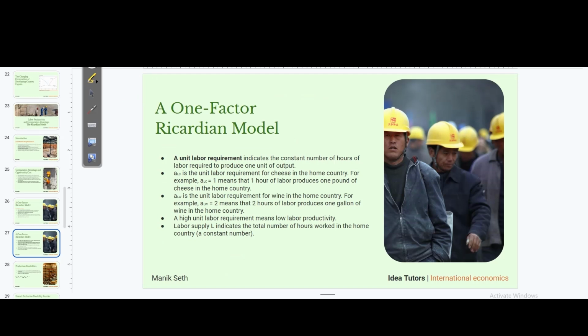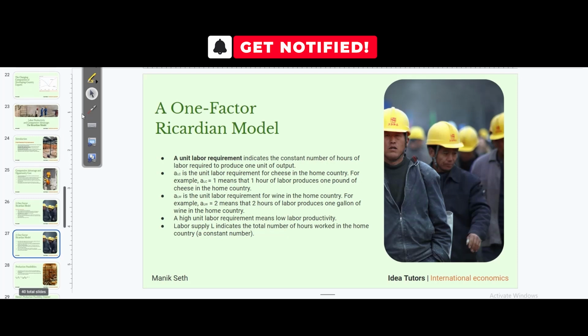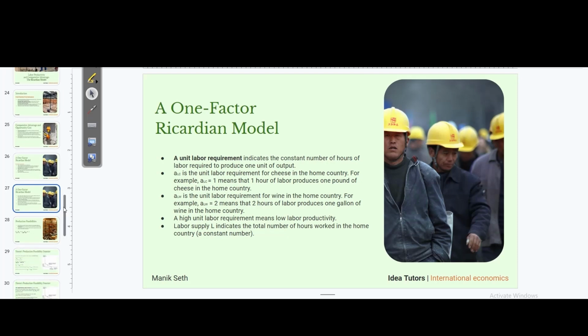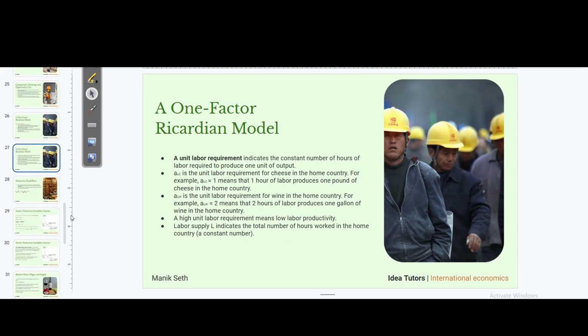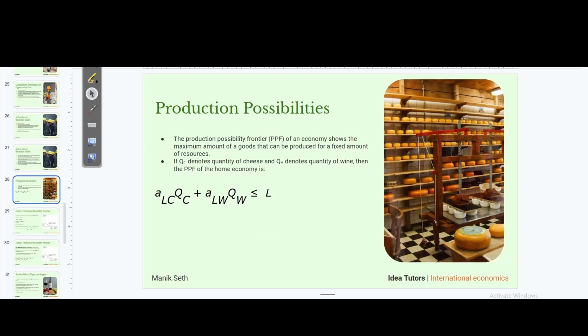Labor supply is denoted by L. Labor supply L indicates the total number of hours worked in the home country, which is again a constant number. So we will have a certain number, the given labor supply, and with this given labor supply we have to produce what we can. Now let's look at the production possibilities, what we can produce.